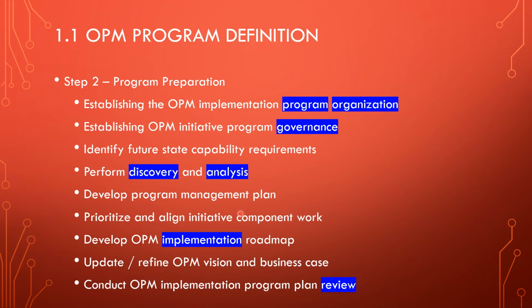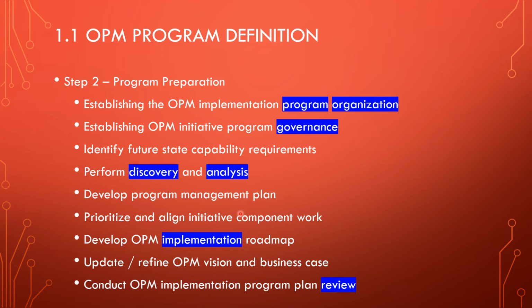Then establishing an OPM initiative program governance, right? Before you even start the plan, governance is very important. You need to know how you're going to measure, what are the KPIs, everything should be upfront, right? So that you know how that navigation from current state to target state is going to be measured, right? Identifying the future state capability requirements, right? Very, very important part of program definition.